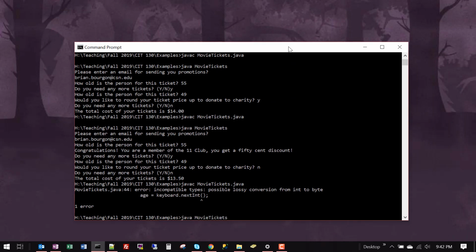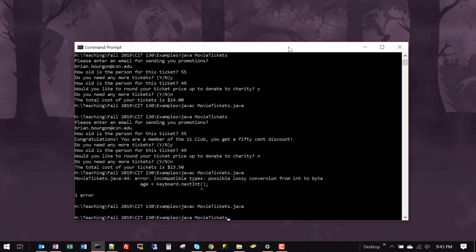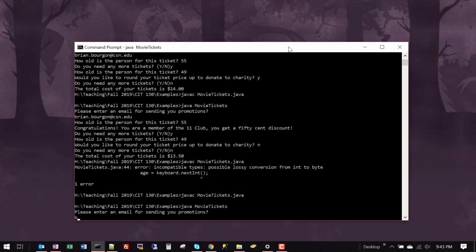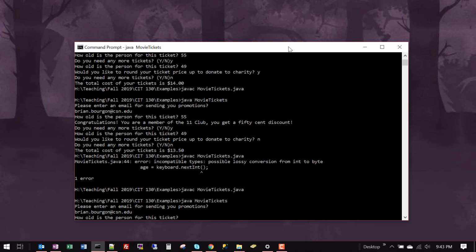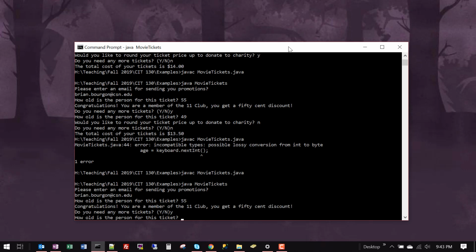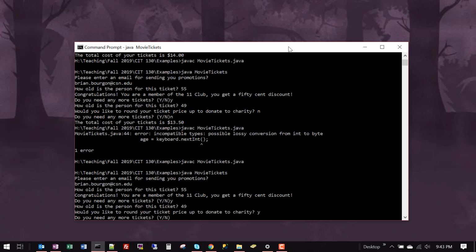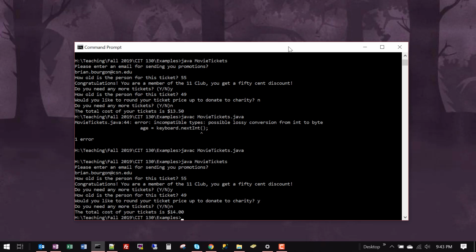So let's recompile. I no longer get my error, and so now when I go through the process and I put in the 55-year-old, congratulations, yes, I need another ticket for the 49-year-old, I'm feeling generous. I have no more tickets, and the whole thing works properly because I did the casting.